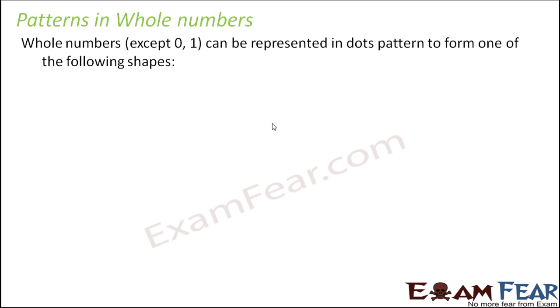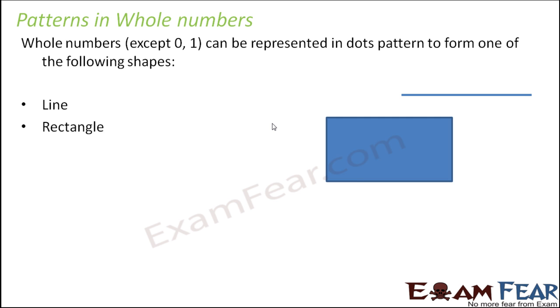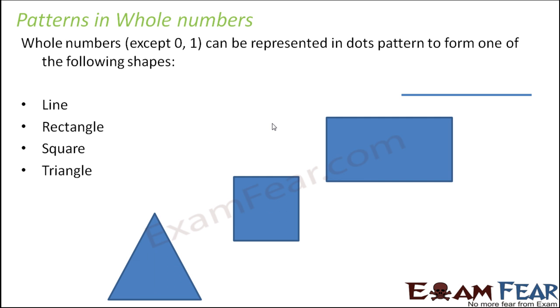Now, one interesting thing to observe is that all whole numbers can be represented in dots pattern to form some kind of shape. Now this shape could be a line, it could be a rectangle, it could be a square, or it could be a triangle. So the numbers can be represented in one of these forms. Now it would be incorrect to say that all the whole numbers can be represented in this pattern because there are two exceptions, 0 and 1. So except 0 and 1, all other numbers can be represented in the pattern of dots to form one of these shapes, lines, rectangle, square, or triangle.